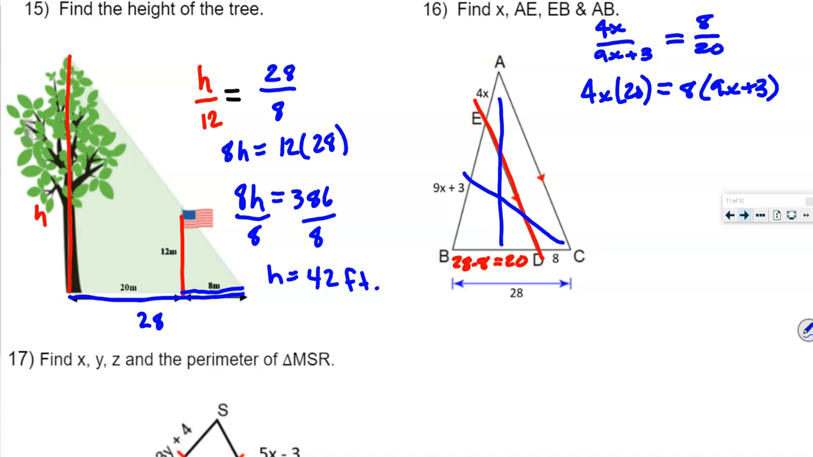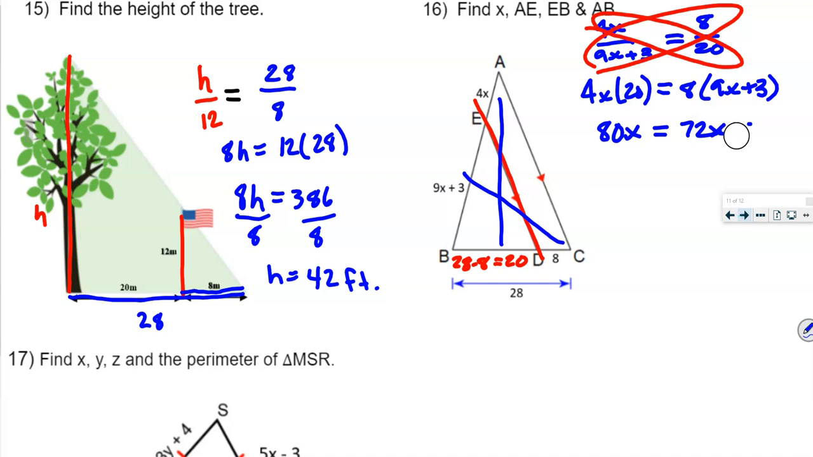Now look at that step. Do you notice our cross multiplication right here? Boom. That's our 4x times the 20, and then here's our other side. Got it? So it doesn't matter whether you do it with the first step or not, okay? So then this is going to be 80x. 8 times 9x is going to be 72x, right? And 8 times 3 is 24. So that's going to be plus 24.